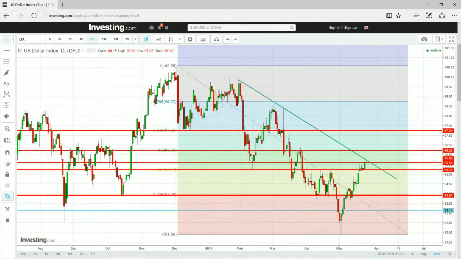Next key data on the week, so the first tier 1 data for the US is the durable goods number for April tomorrow. So this is going to be the first tier 1 data of the week and likely to draw a lot of attention over an otherwise pretty quiet data week. We haven't had much in the way of tier 1 data.